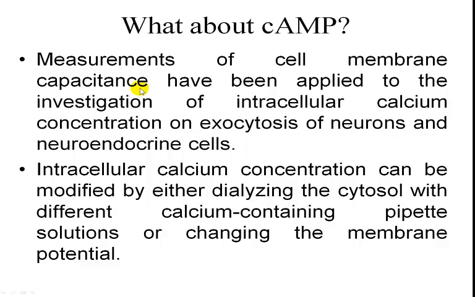So membrane capacitance is what we want to keep in mind. If it changes, then there's a change, and it's applied to the investigation of intracellular calcium concentration on exocytosis of neurons and neuroendocrine cells. Intracellular calcium concentration can be modified by dialyzing the cytosol with different calcium-containing pipette solutions. So you poke your pipette into the cell and dialyze calcium into it, or by changing the membrane potential through some mechanism like patch clamping, as we saw before, to force the voltage-gated calcium channels to open.